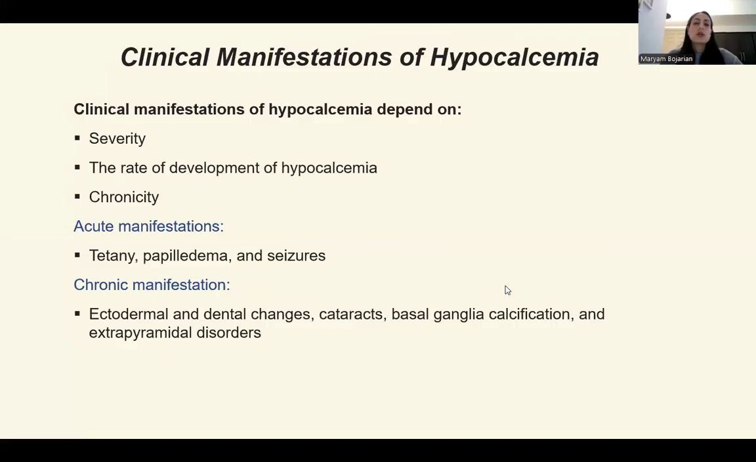Okay, so we have so far learned about causes of hypocalcemia, and now we want to talk about clinical manifestations of hypocalcemia. It really depends on whether your patient develops hypocalcemia acutely or chronically, and also the rate of development is important. In terms of acute manifestations, we can see tetany, papilledema, and seizures. In chronic manifestations, we usually see ectodermal and dental changes, cataract, basal ganglia calcification, and extrapyramidal disorders.